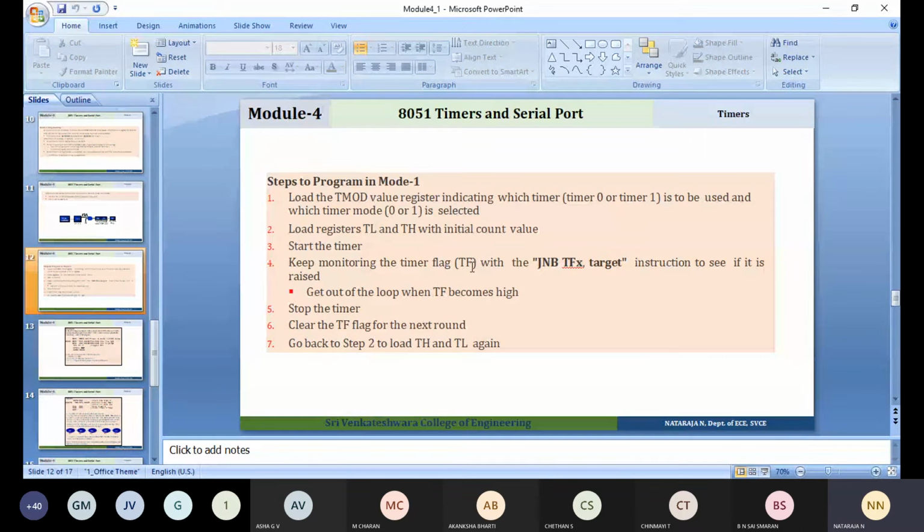Once the carry flag is equal to 1, it will go out of the loop. When TF becomes high, it will go out of the loop, so that the timer will be stopped. Then after clearing the TF flag, we can go back to step 2. Again we can load a new number or the same number if you want, and we can program once again. That is the procedure.